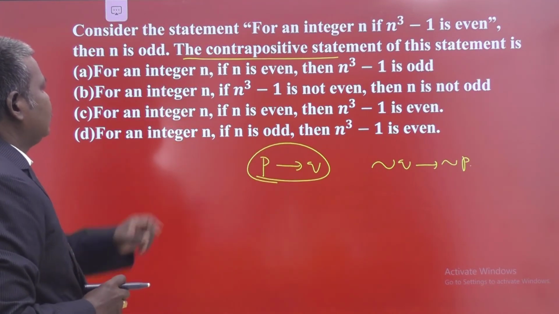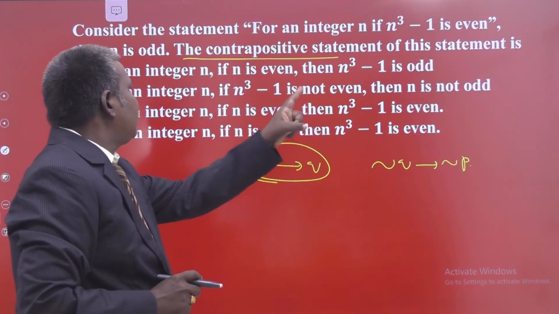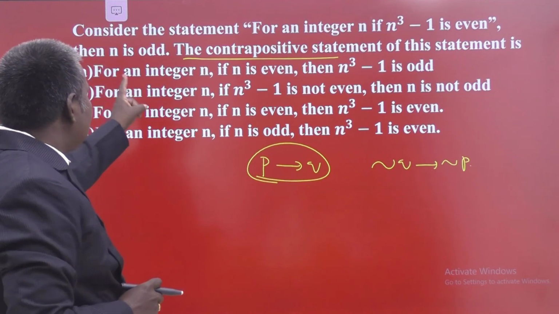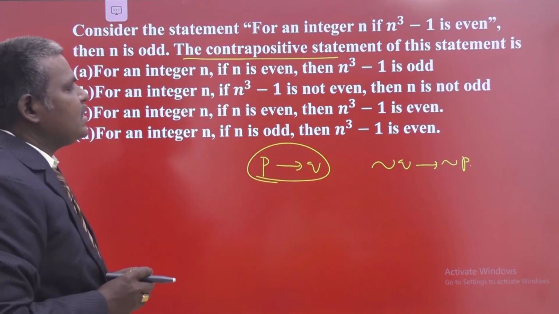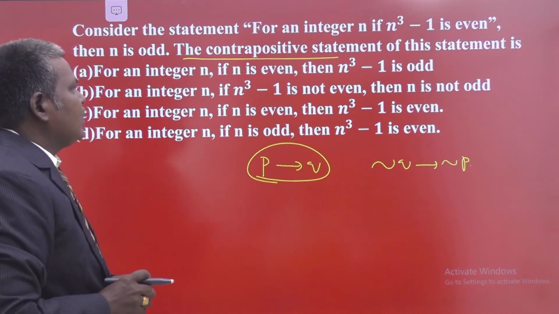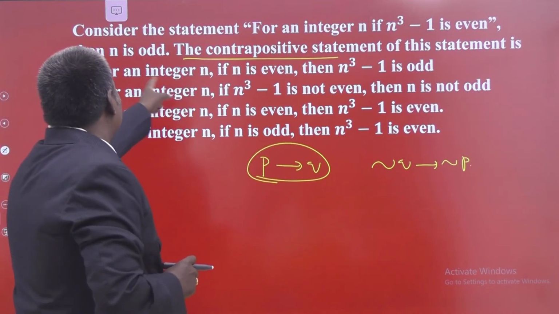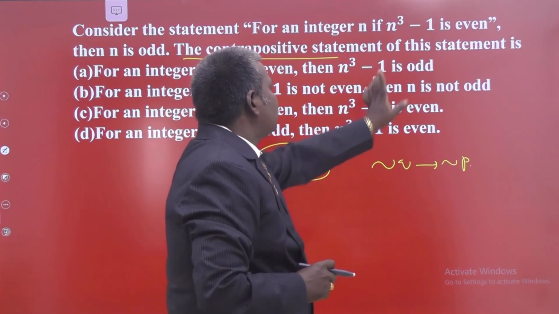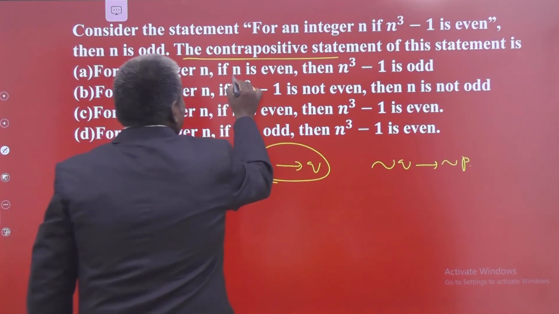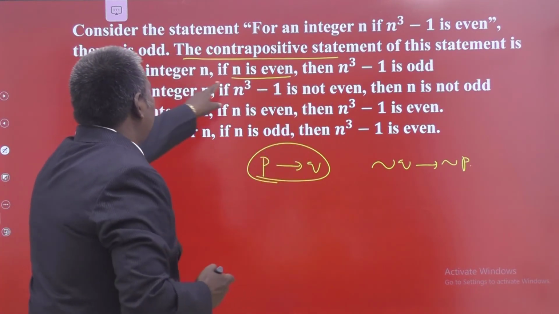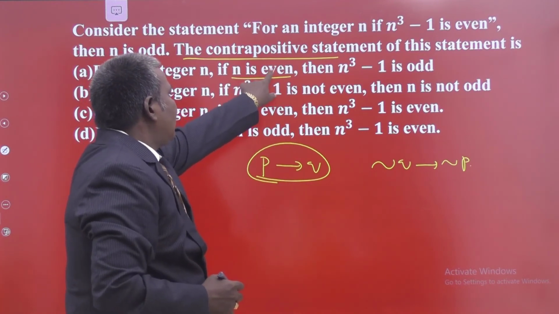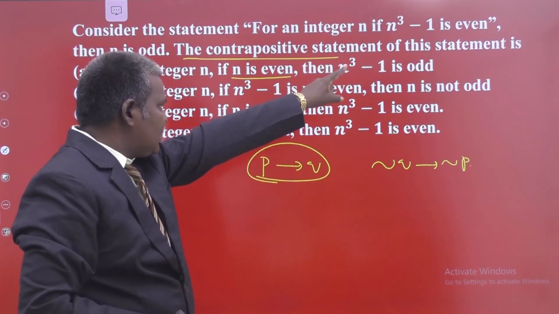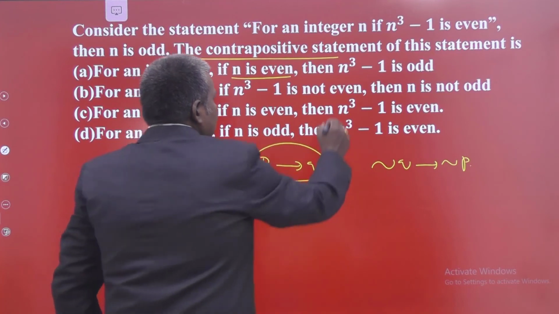If for the integer n, n cube minus 1 is even, then n is odd. If n is not odd, then n cube minus 1 is not even. You are going to apply not. So for an integer n, if n is even, then n cube minus 1 is odd. See here, n is not odd, that means even. If n is not odd, that means if n is even, then n cube minus 1 is odd. N cube minus 1 is even; not even means odd. So this is the correct option.